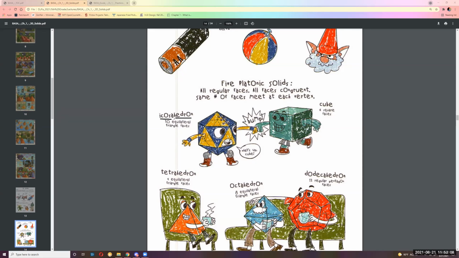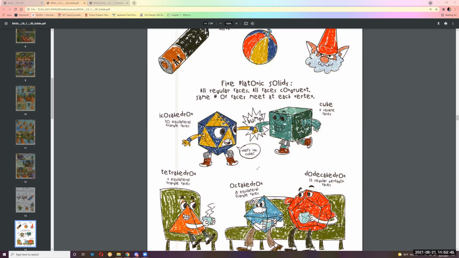Do you know how to say the bottom 3? Yeah, so this is a tetrahedron, so 4 triangles, octahedron, 8 triangles, and dodecahedron for 12. So we have our same prefixes. How do you say the last one? Dodecahedron.